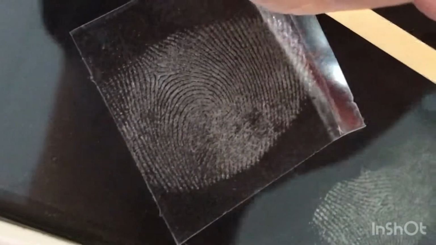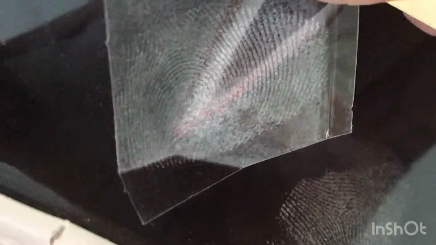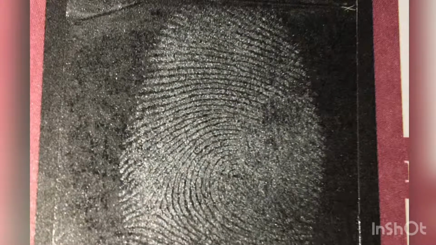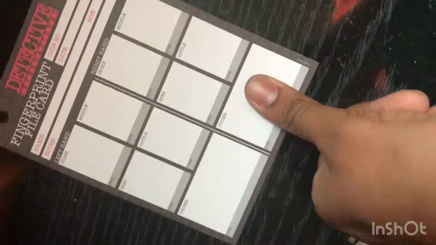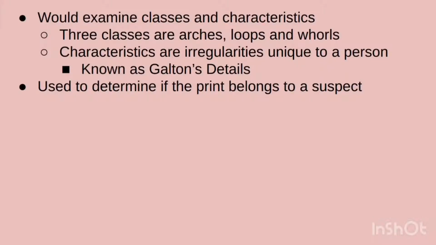When done, blow off the leftover powder. Next, place lifting tape onto the print and slowly push down. When peeling off the tape, you can see that the print is attached. Place the tape onto another card for later inspection. Fingerprints from all suspects should be collected with the finger stamp, allowing experts to compare the suspect's prints and the original print. Experts would examine the two sets of prints to determine if it belongs to a suspect.